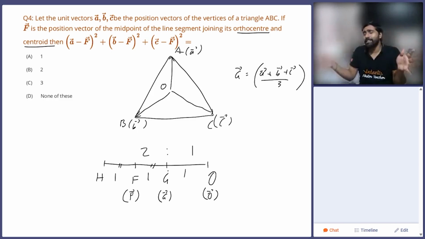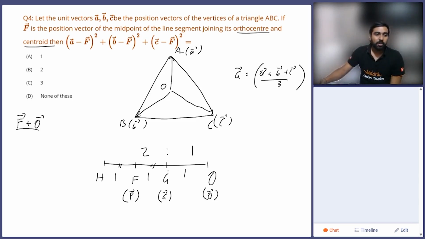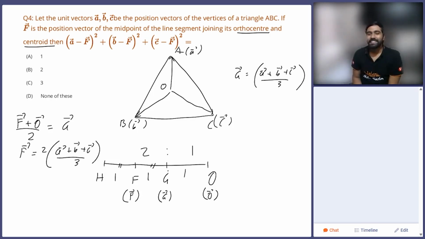And the orthocenter and circumcenter are divided by the centroid in the ratio 2:1. So the orthocenter F and circumcenter are divided by the centroid in the ratio 1:1. Meaning I can say directly that (F plus O) divided by 2 is equal to my G vector, where O is the origin itself, your circumcenter. So I can say F is equal to 2 times the G vector, which is 2 times (A plus B plus C) divided by 3. This is what we have.